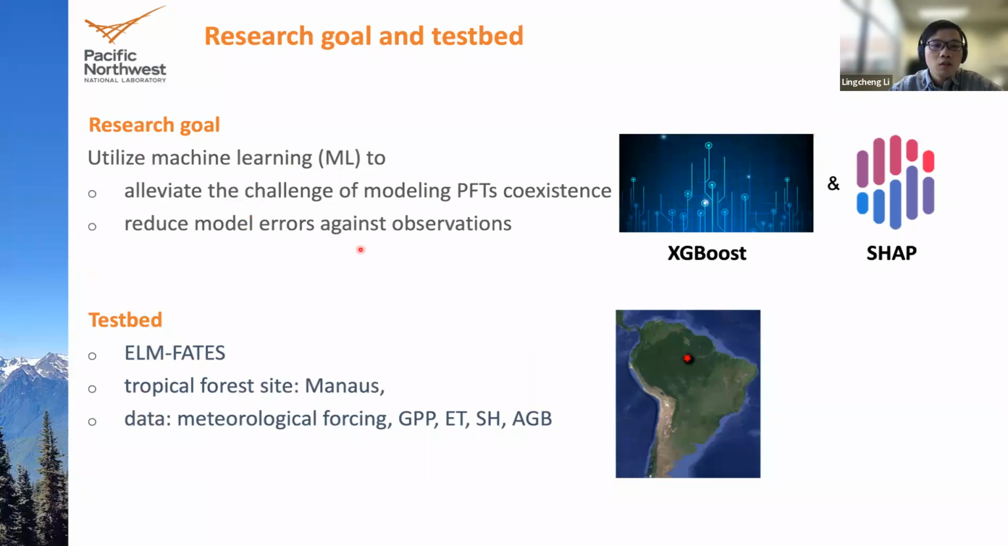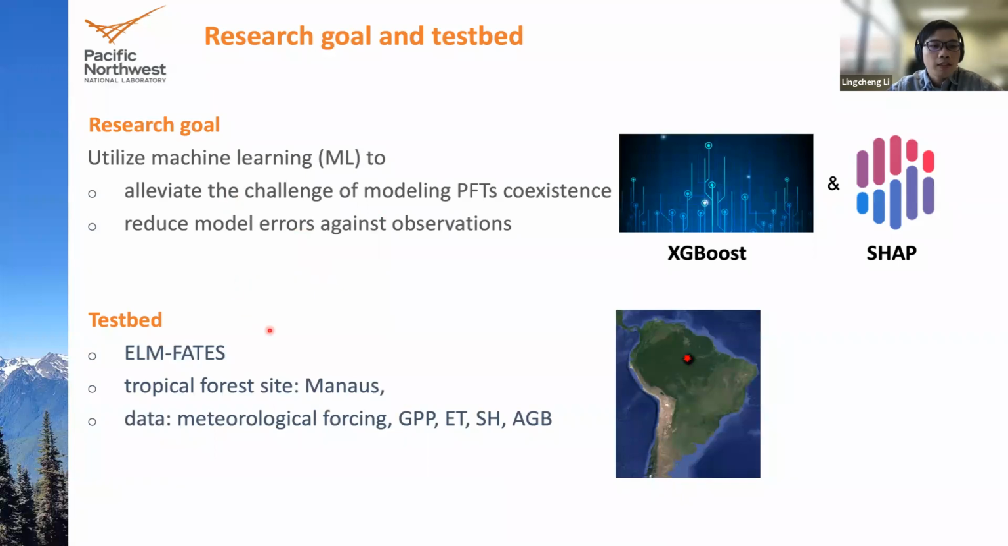Basically, we have two goals. First, we want to use machine learning technology to have more coexistent cases, that is, how to have more coexistent PFTs in the experiments. Secondly, we want to reduce the model bias or errors against the observations.